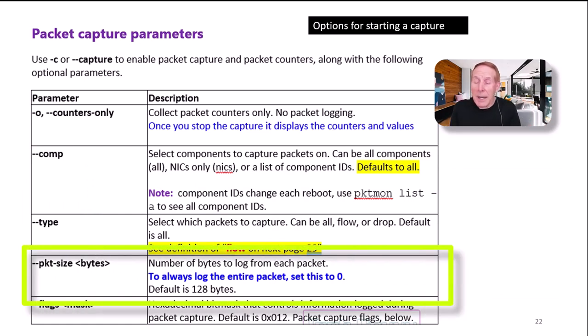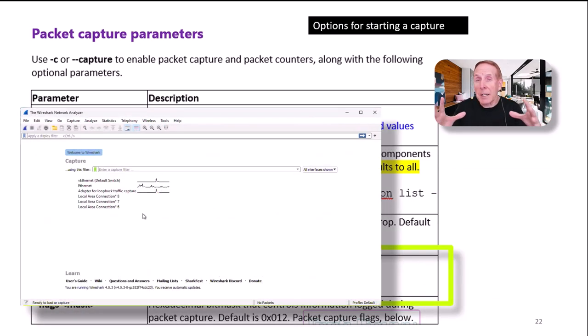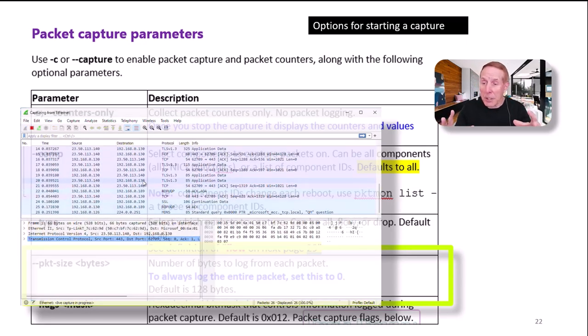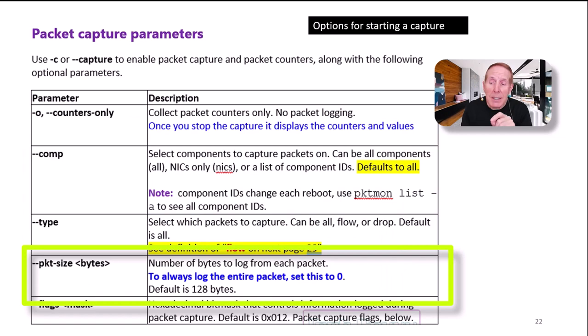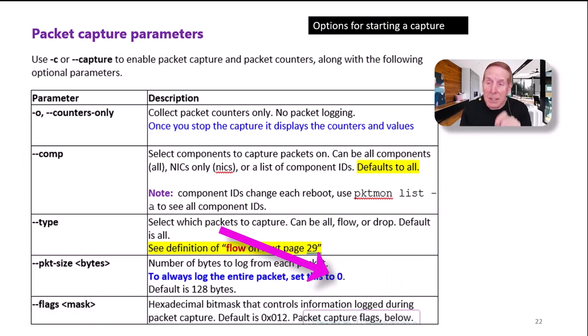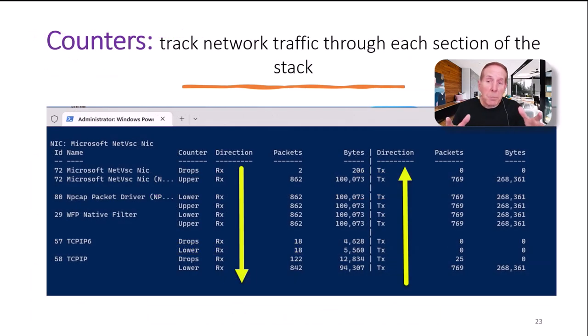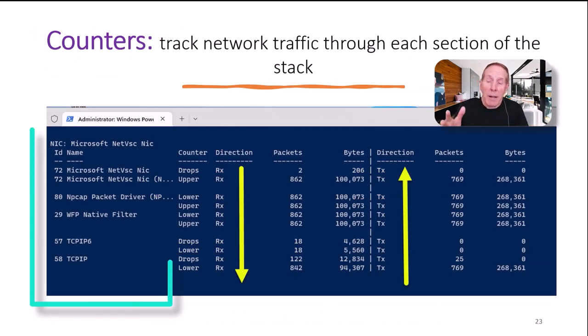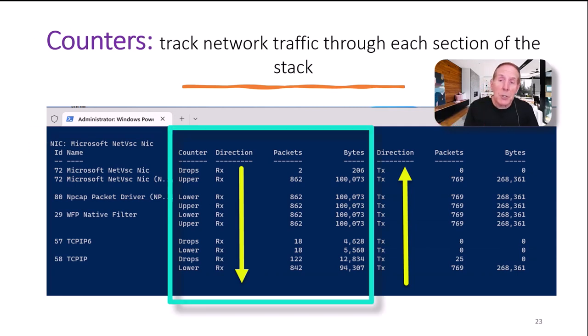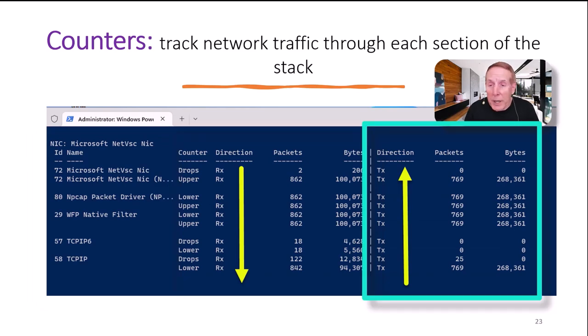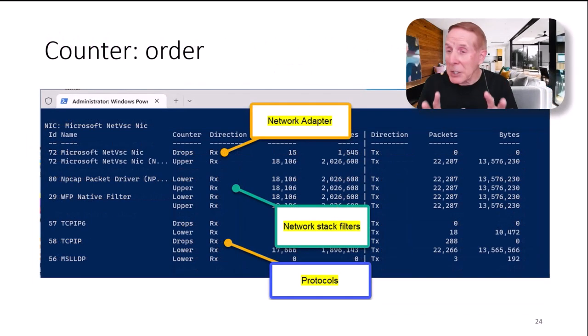Now, packet size is very important. If you want a packet capture more like Wireshark, then you want to add --pkt-size and put a zero after that. It will then capture the entire packet, just like Wireshark does. If you don't, Packet Monitor, by default, captures only 128 bytes. It drops the rest. Now, when we display or capture counters, we'll have the listing of our network stack on the left. In the center, you'll see your receive traffic, and on the right, you'll see your transmit traffic. Now pay attention to the order.